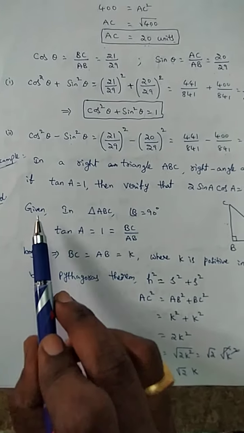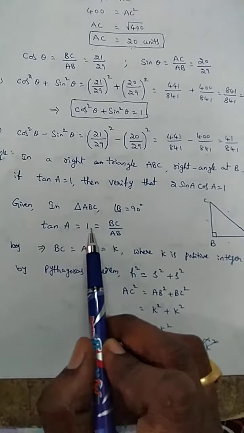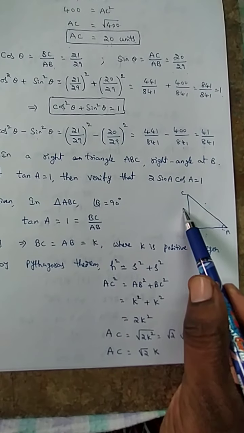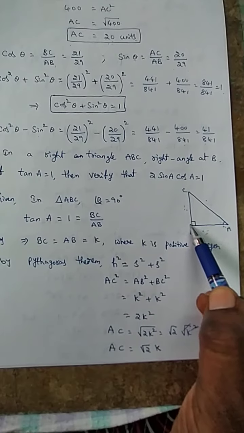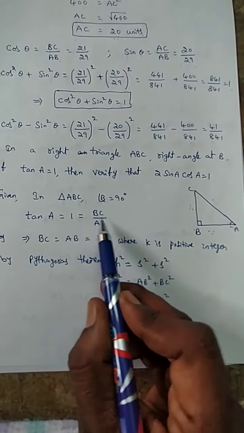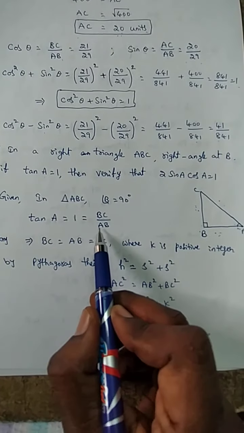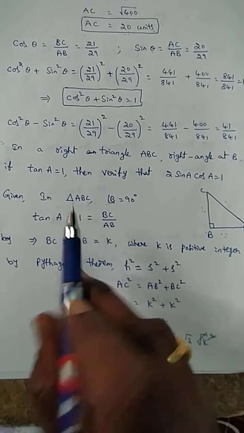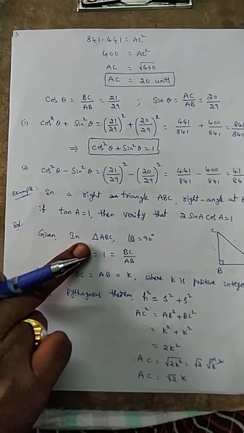So write that given in triangle ABC, angle B is equal to 90 degrees, tan A is equal to 1. So what is tan A here? Tan A means opposite to angle A by adjacent to angle A. What is the opposite here? BC. Adjacent, AB. So BC by AB is equal to 1. Transposing AB to that side, 1 into AB, so BC is equal to AB. Clear what I wrote? BC by AB is equal to 1, so automatically both are equal, BC is equal to AB.